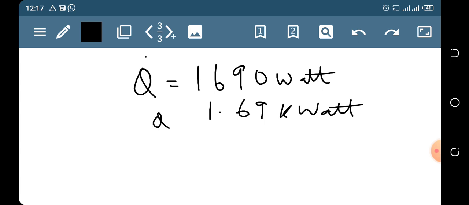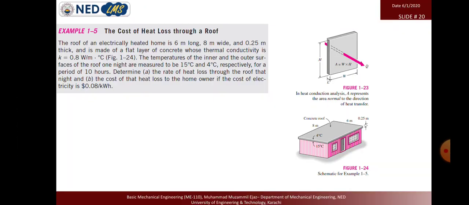Now we have to calculate the amount of rupees that will be lost during the heat transfer. This energy is being lost only from the roof, not from the walls of the house. Only from the roof, in one night, this amount of energy is lost in only 1 hour. So they are talking about 10 hours, and they have an electricity unit price of 0.08. In Pakistan, the electricity unit for commercial or residential is around 17 rupees. But we take the Pakistani value to make it more practical as per the current region.